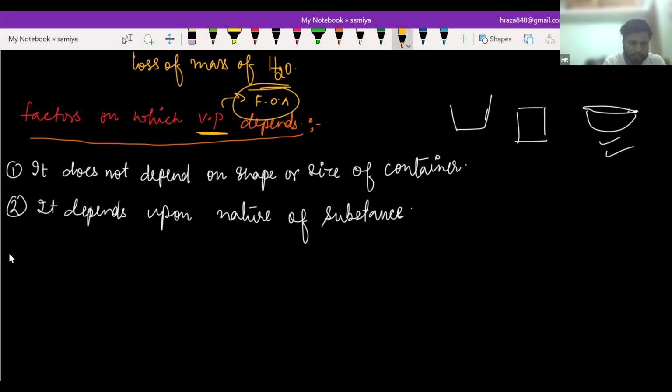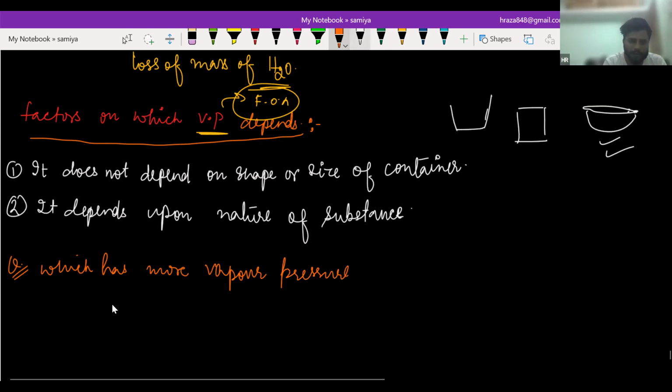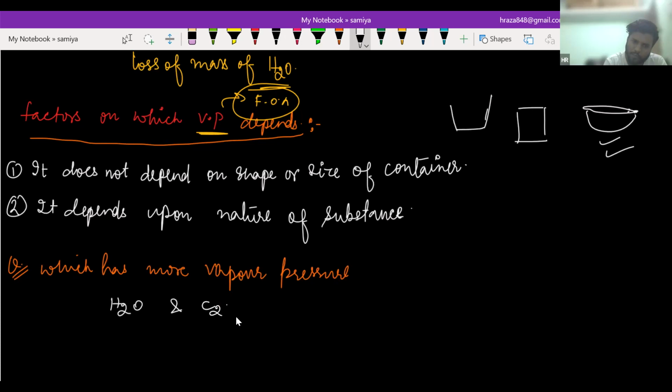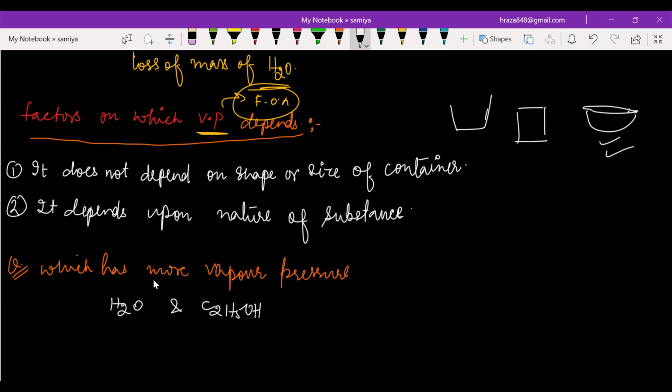Now, the question is, which has more vapor pressure? The first one is H2O, that is water, and C2H5OH. You have to compare between these two. And if you don't have any idea about it, please let me know. So please solve it.